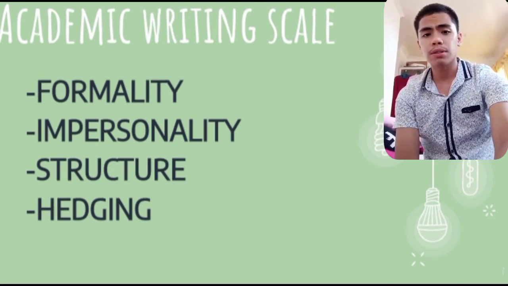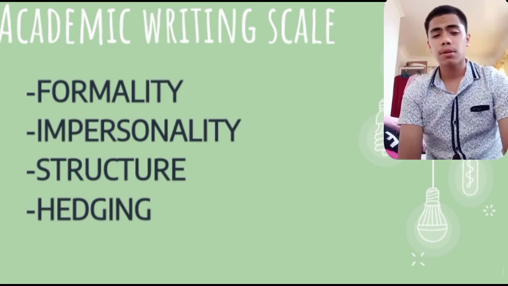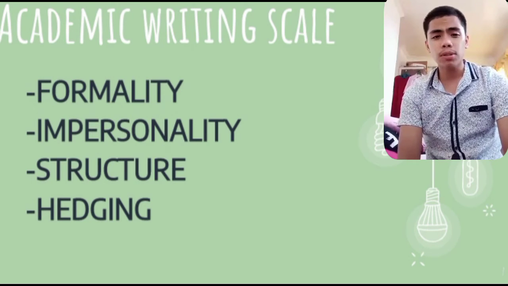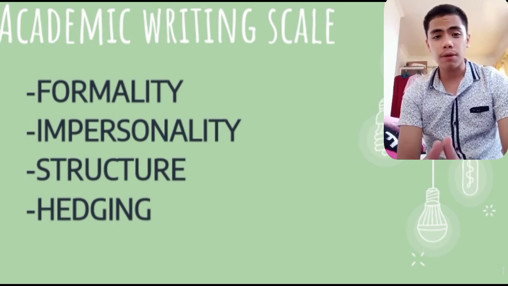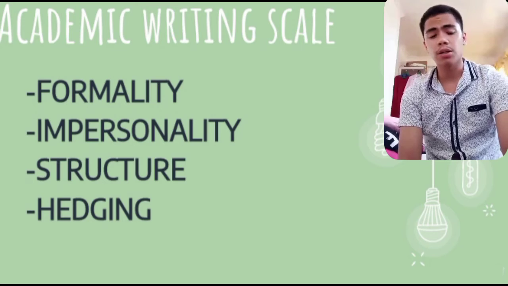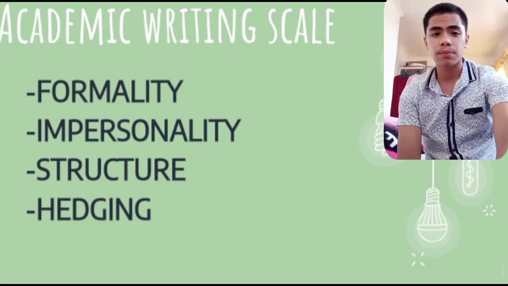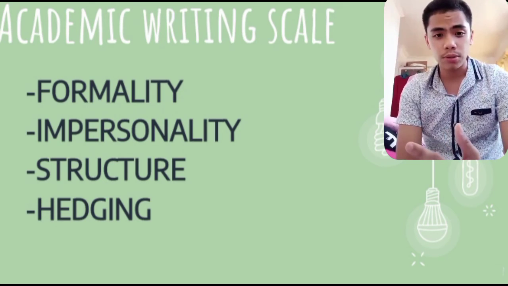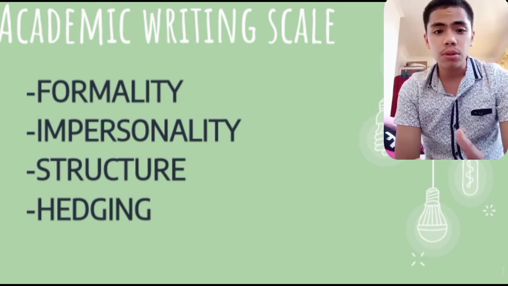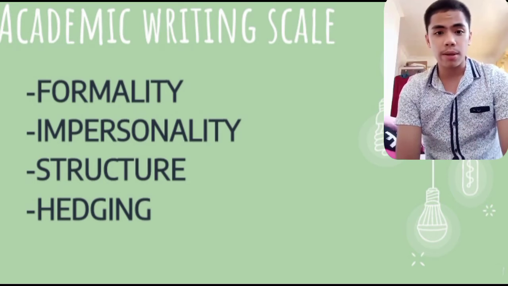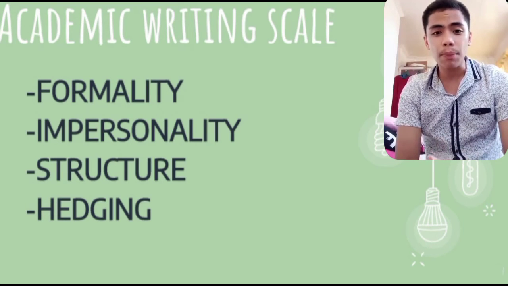In academic writing, there are four important features. These are formality, impersonality, structure, and hedging. Now, let's go first to formality. Don't use contractions. Don't use colloquial language or slang. Always use capital letters appropriately.